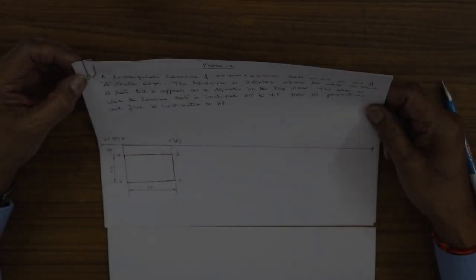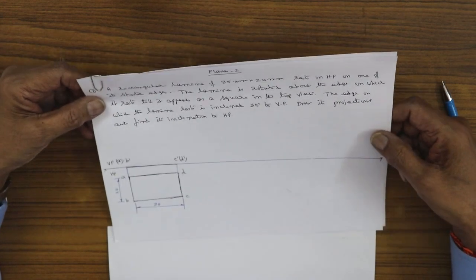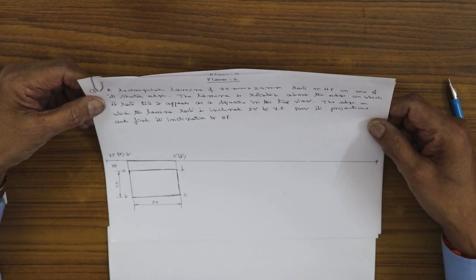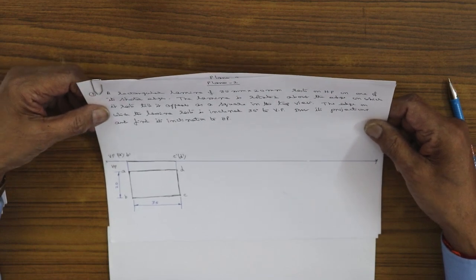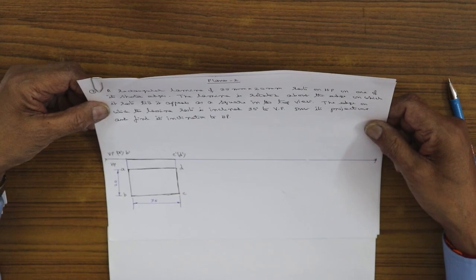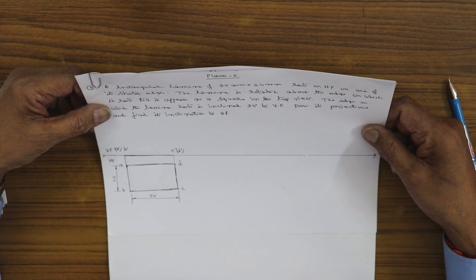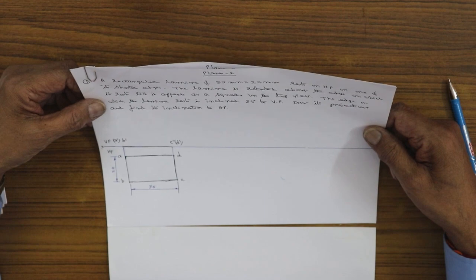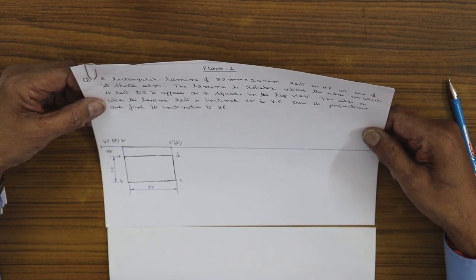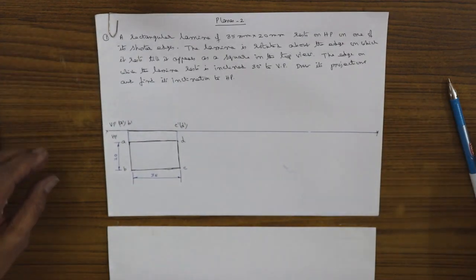I'll give instructions to solve problem number 1 in planes 2. The problem number 1 goes like this. A rectangular lamina of 35 mm into 20 mm rests on HP on one of its shorter edges. Between 35 mm and 20 mm, 20 mm is the shorter edge. The lamina is rotated about the edge on which it rests till it appears as a square in the top view. The edge on which the lamina rests is inclined at 30 degrees to VP. Draw the projections and find the inclination of the lamina with HP. I have already drawn the initial figure.